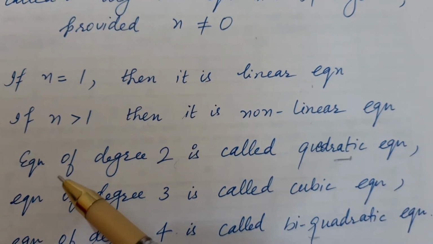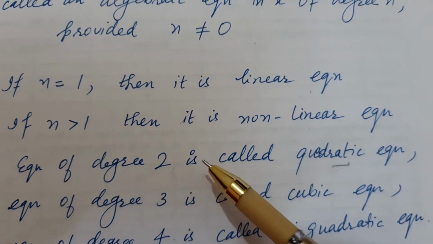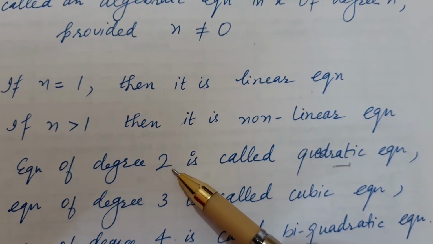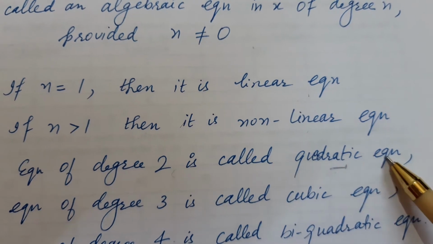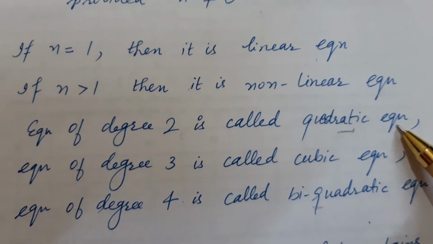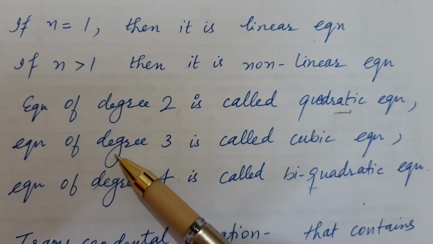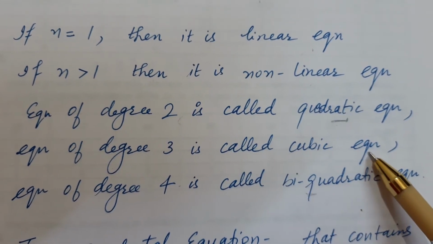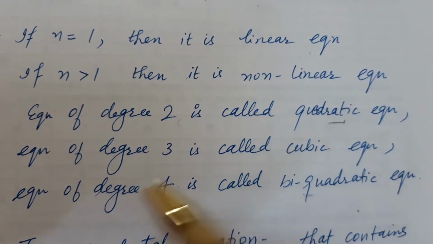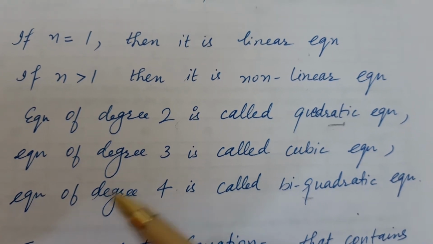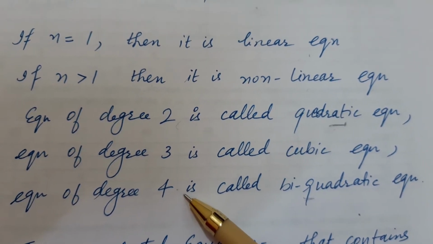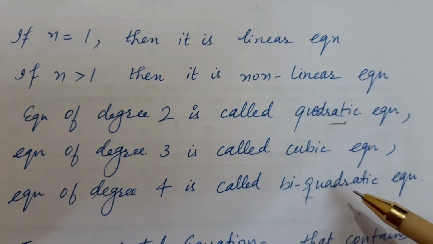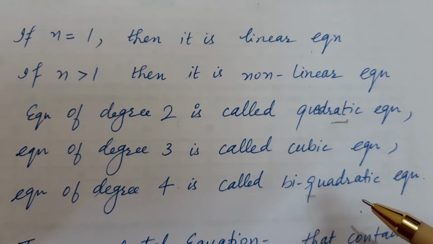And if you have an equation in which the highest degree is 2, then it is called a quadratic equation. And if you encounter an equation in which the highest degree is 3, then it is called a cubic equation. And the equation in which the highest degree is 4, then it is called a biquadratic equation.